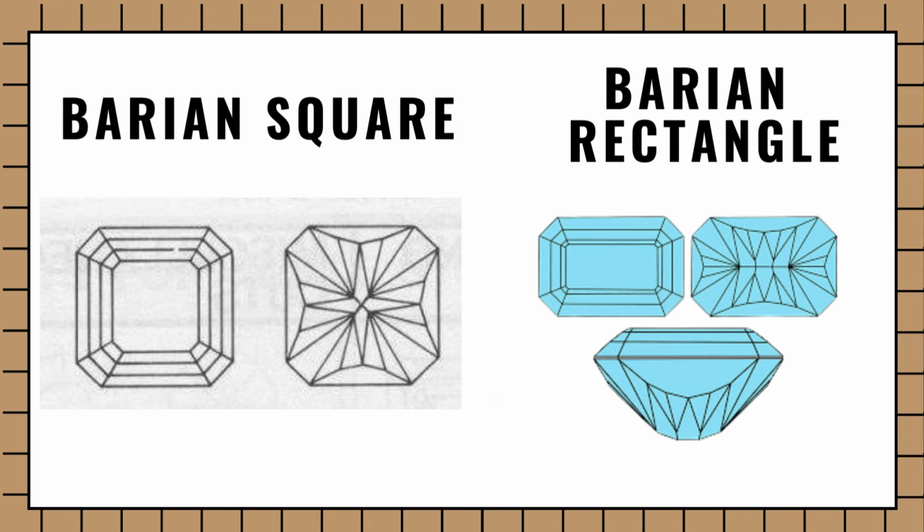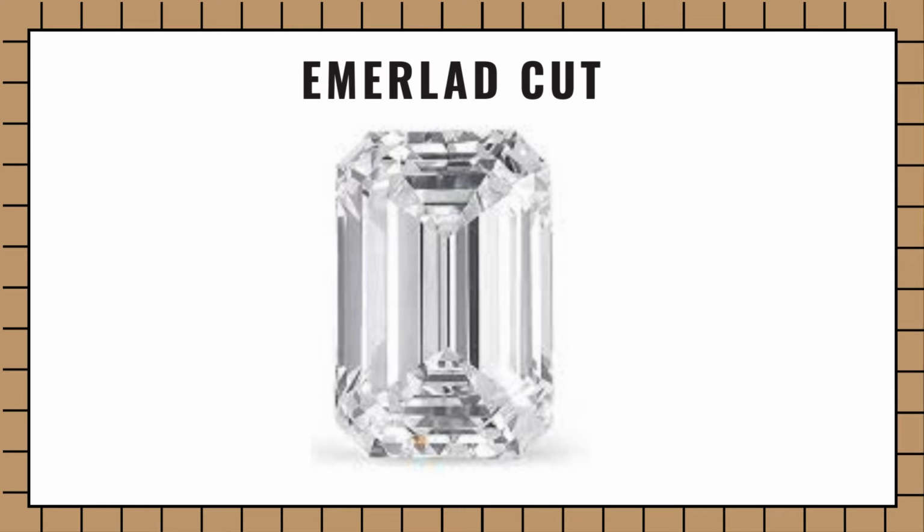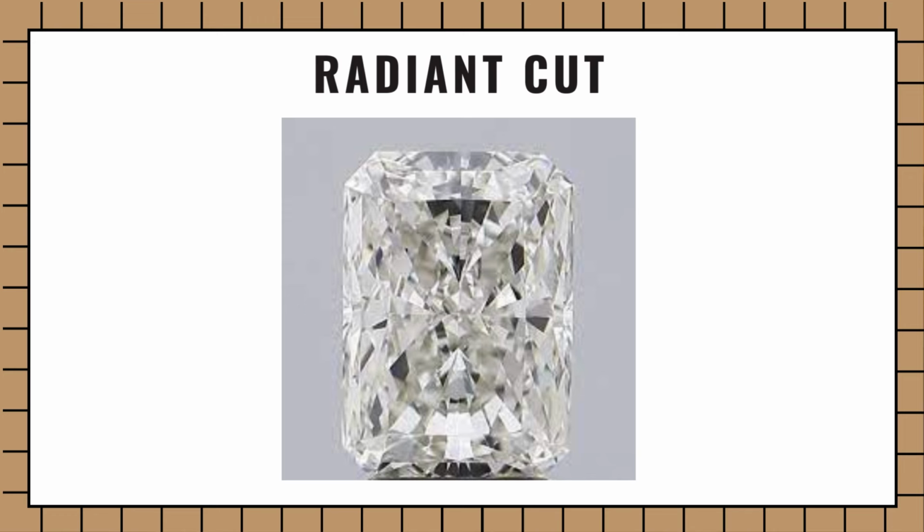And then we have the emerald cut. Emerald cut is very similar to a rectangle except the corners are more curved. And then we have the radiant. Radiant is more like a rectangular format. One important thing to note here is that the radiant cut can also come in a square format and in a rectangular format.